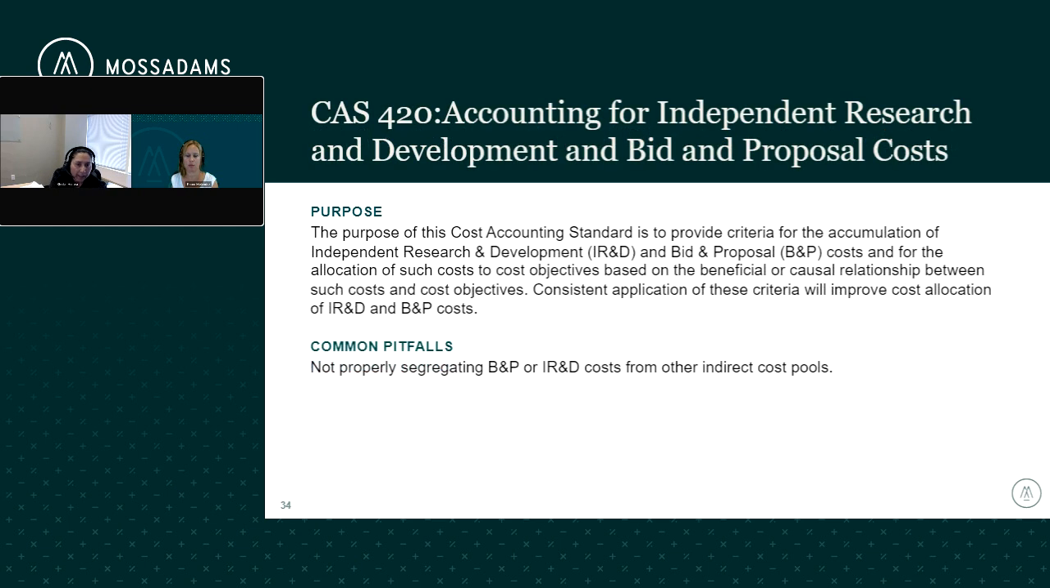And so CAS 420, accounting for the independent research and development and bid and proposal costs. High level, I will say this is one area where just the identification of this cost is important. And are you tracking these? I won't really go into the detail of the requirement here for the sake of time, but I do want to just show that that's one of the pitfalls in just segregating those costs away from the other indirect cost pools, and just keeping those costs in mind as you move through your contracting life process here.